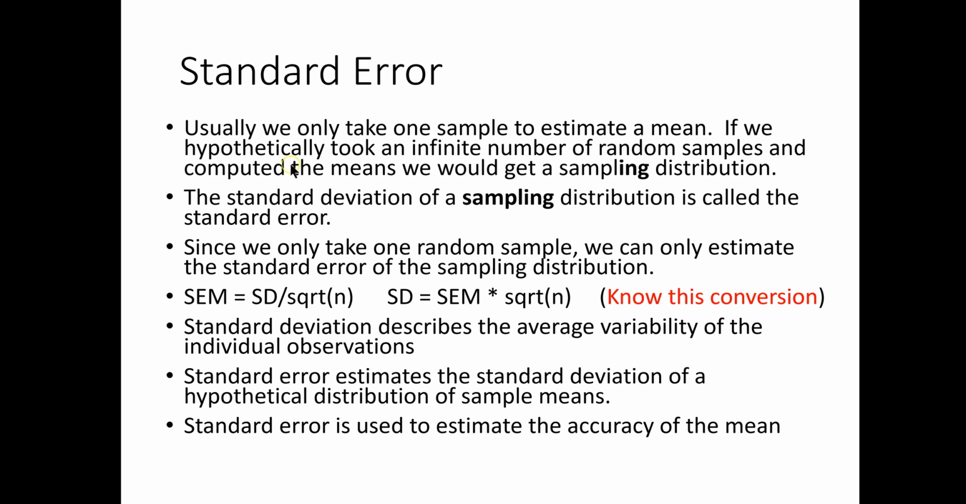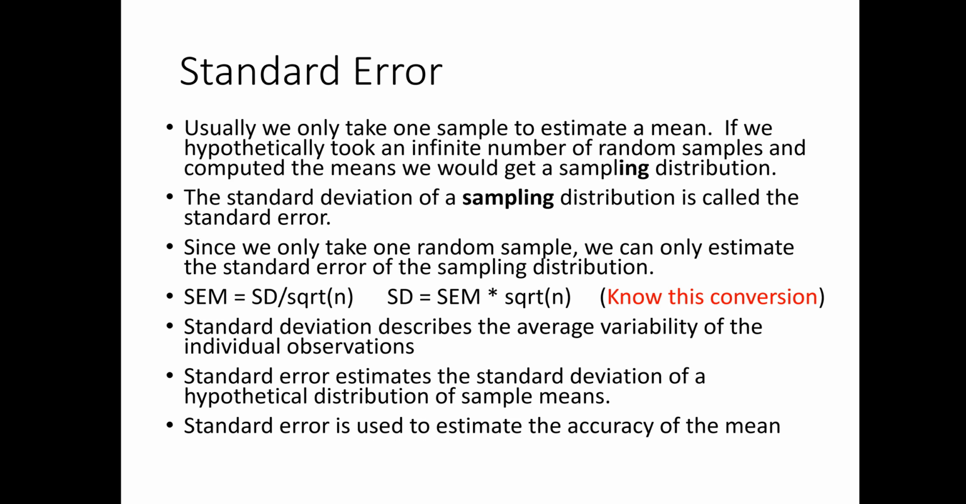When we do a study, we only take one sample to estimate a mean. If we hypothetically took an infinite number of random samples and computed the means, we would get what's called a sampling distribution, as opposed to a sample distribution of observations. The standard deviation of a sampling distribution is called the standard error. Since we only take one random sample, we can only estimate the standard error of the sampling distribution. And so we saw before the standard error is equal to the standard deviation divided by the square root of n. If you have the standard error, you can estimate the standard deviation by multiplying the standard error times the square root of n. You need to know this conversion because you're going to want to be able to compute effect size.